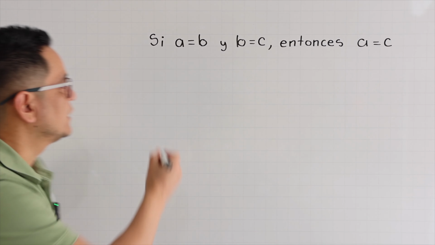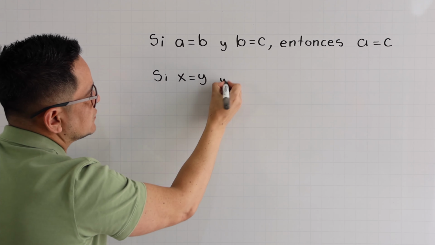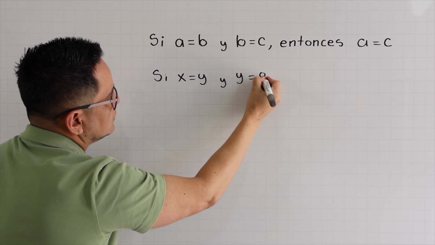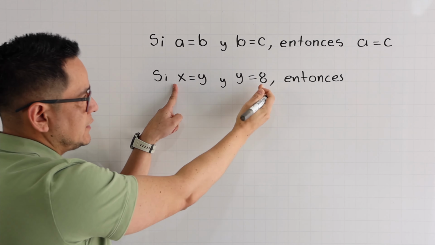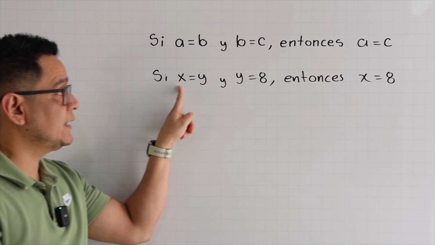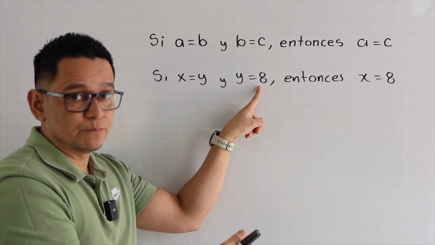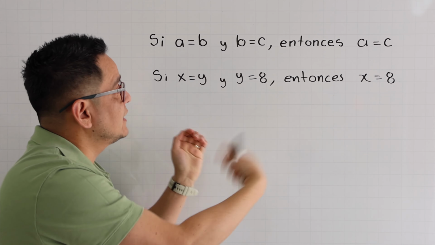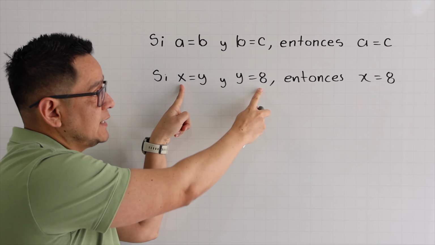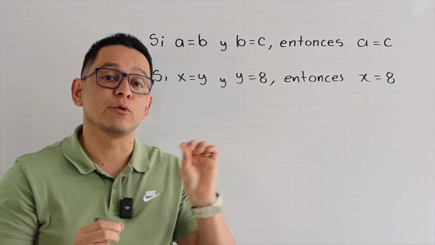For example, if we know that x is equal to y, and we also know that y is equal to 8, then x is equal to 8. Check it carefully, please. Look, we're saying that x is equal to y, but we're also saying that y is equal to 8. So, if this is the case, does it mean that x is equal to 8? Don't forget this. This is what the transitive property talks about. With this, we finish the basic properties.